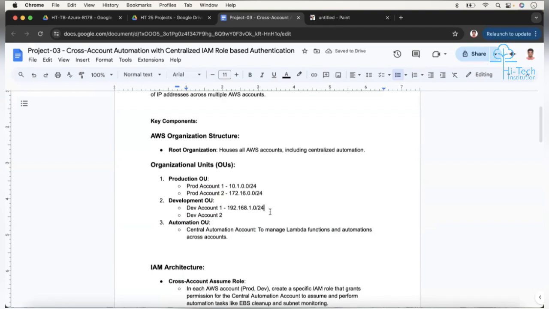But if you go to a live environment, a live project, they will follow any one standard. If they follow the 10 series across all your accounts, they'll follow the 10 series. If they follow 172 series across all your network, all your 100 plus AWS accounts, they'll follow the same IP ranges. That is the industry standard. Once they have configured, they will ensure network level communication between all these accounts.